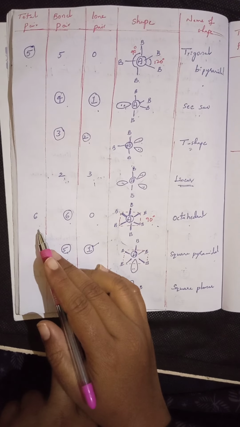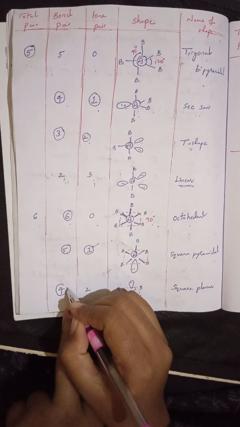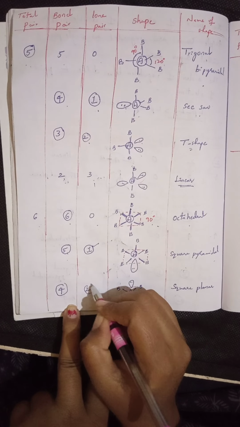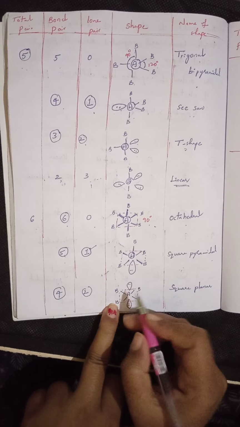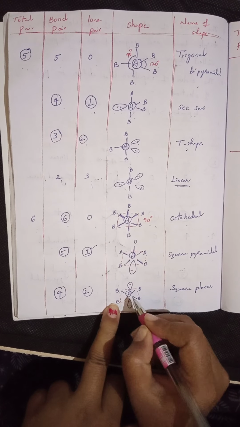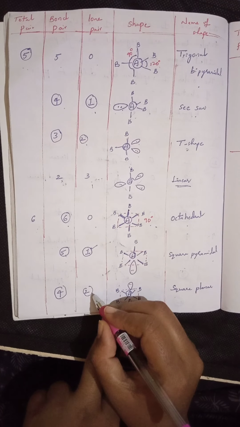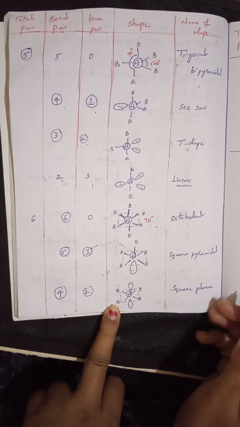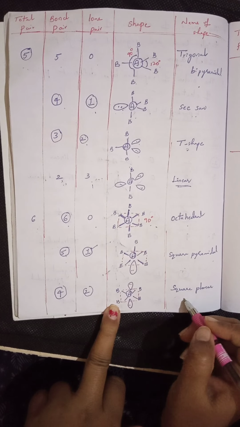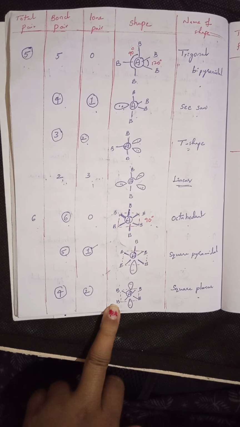Next, with the same 6 pairs, sometimes only 4 are involved in bond formation and 2 exist as lone pairs. That means around the central atom A, 4 bond pairs are present with B, and these 2 exist as lone pairs. So finally the geometry or shape of the molecule is said to be square planar.